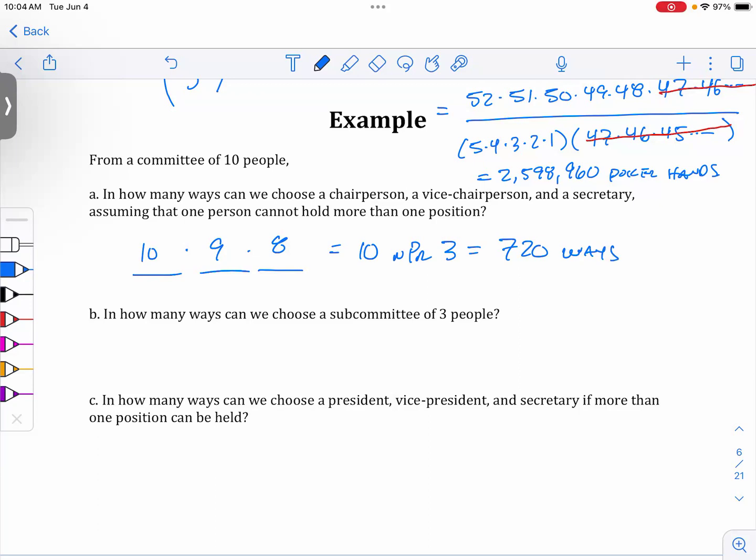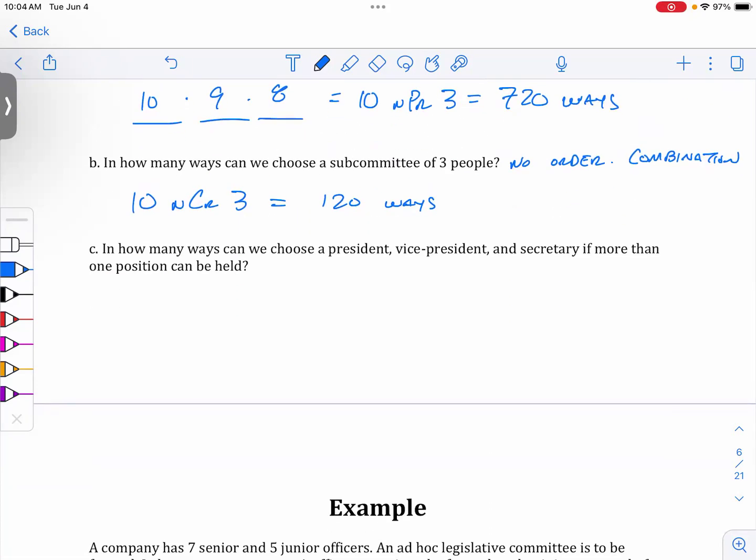In how many ways can we choose a subcommittee of 3 people? Now, notice the difference here. All right, no order. So no order in this case, which means this is a combination. Since that is a combination, I can do the formula, but I'm just going to write this out as NCR 3, and you can plug it into the formula or your calculator, which gives us 120 ways.